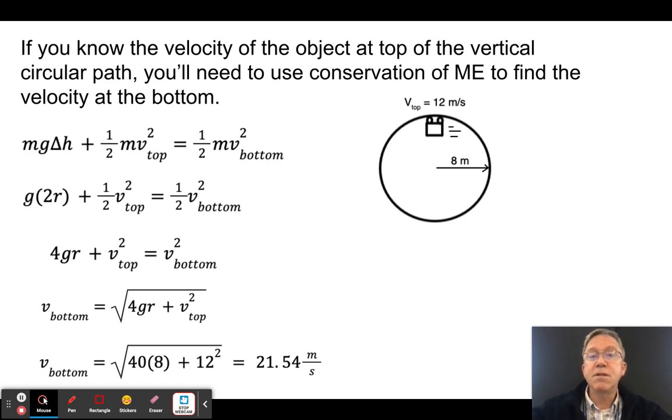Now I'm going to substitute in the values. I have 4 times g, which is 40, times the radius, 8, plus the velocity at the top, 12, squared. That gives me 21.54 meters per second when I reach the bottom. That means when I reach the bottom, I have more centripetal force than at the top because I have a greater velocity, but the same radius and the same mass. So the centripetal force between the top and the bottom of these circular paths changes.